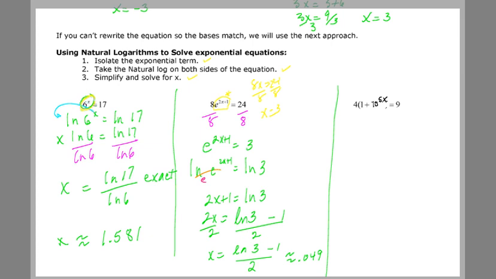Let's locate the exponential term here. The exponential term is this 10 to the 5x. We've got to get that isolated by itself on one side, which means we need to remove this 4 and remove this 1. Since the 4 is multiplied, that's parentheses indicating multiplication, we'll go ahead and divide both sides by 4 to get things going.